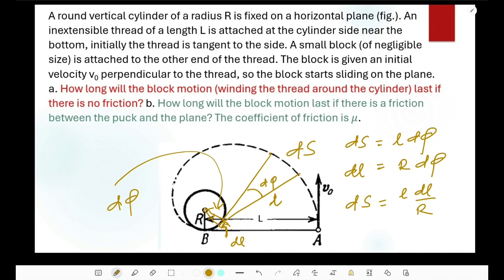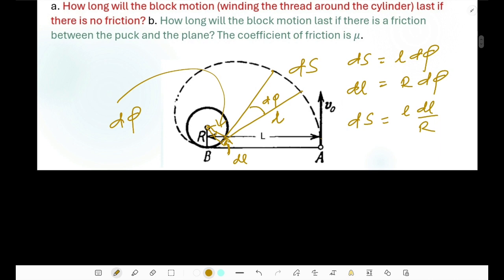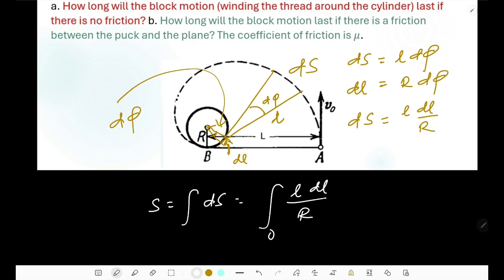Then the total length traveled by this small block, which was earlier called a puck, is s, the integration of ds, that is l dl upon r, where l is the variable of integration and the limits are 0 to L. Initially the length was 0, and finally the whole thread is wound. This is going to be L squared by 2 multiplied by r. So I got the total length.